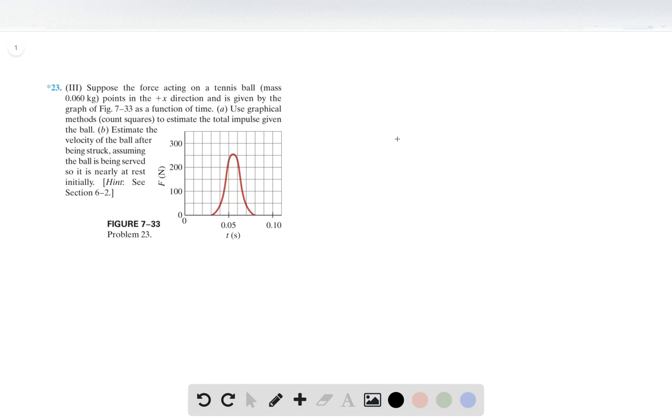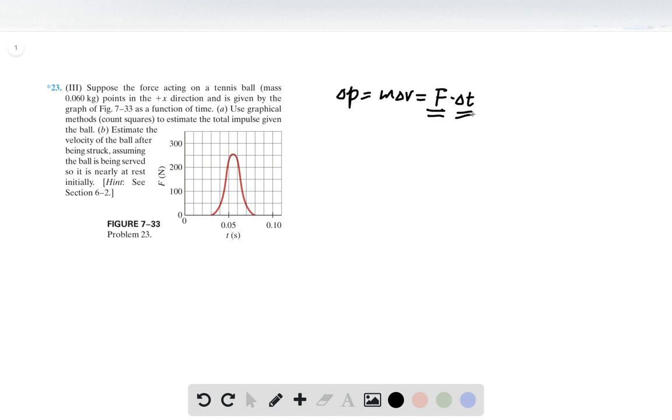What it means is that in this case, for part A, we need to use a graphic method to estimate the total impulse. What is total impulse? Total impulse is the change of momentum, and that is mass times delta V, but it's also F times delta T. So it's the multiplication of F and delta T.